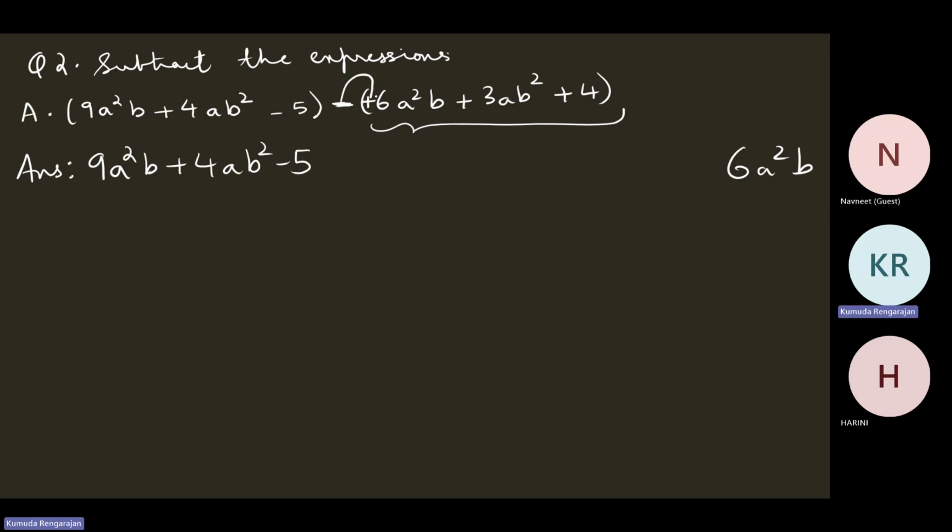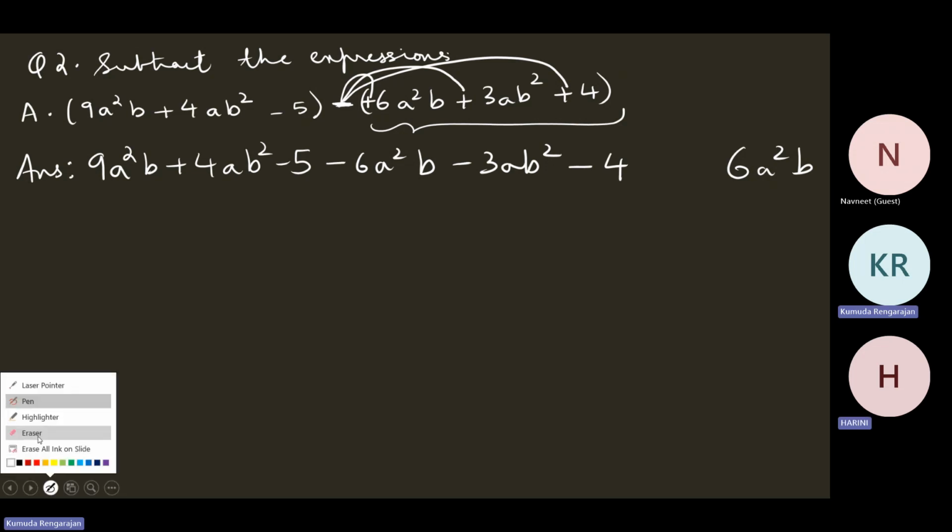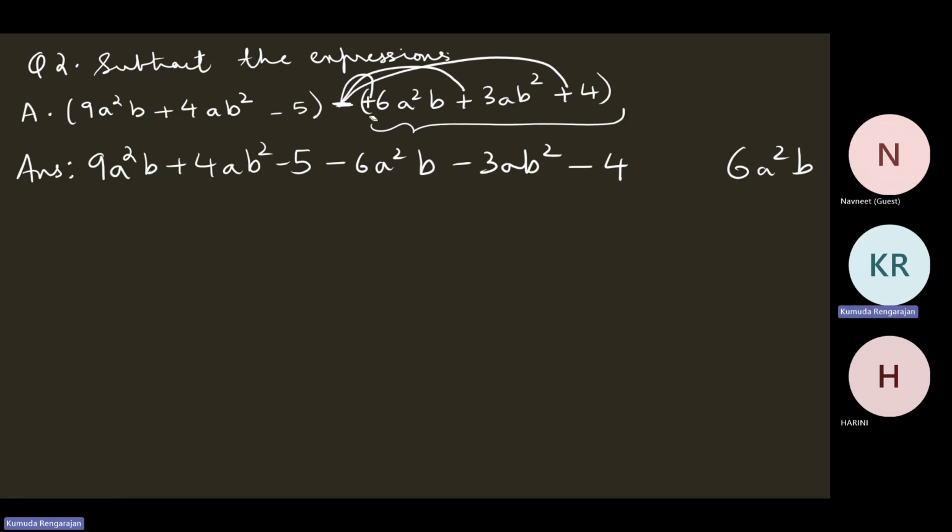So minus into plus, minus 6a square b. Then minus into plus, minus 3ab square. Then minus into plus 4, minus 4. So like this, we multiply every term with a minus sign outside the bracket. So there is no sign before 6a square b. That means it's plus. Yes, ma'am. Okay.